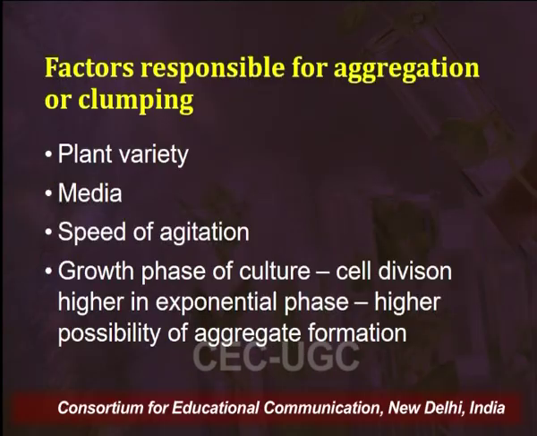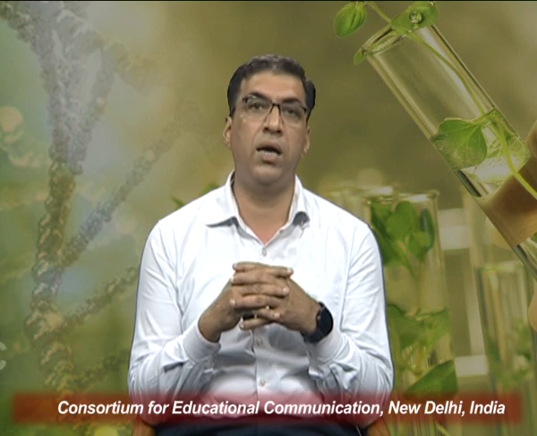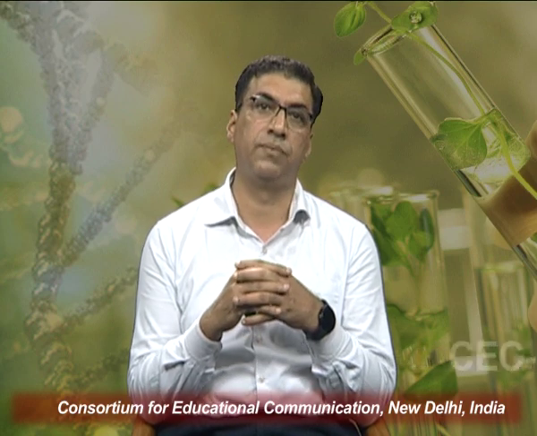Another factor is the culture media. The composition of the culture media sometimes also helps in preventing the aggregation or clumping of the cells. It has been observed that media having a higher auxin concentration have a lesser tendency of aggregation. The reason is that auxins have been found to stimulate the enzymes which cause the solubility of the middle lamella or the cell wall components which are responsible for cellular aggregation, and thereby they decrease the aggregation.